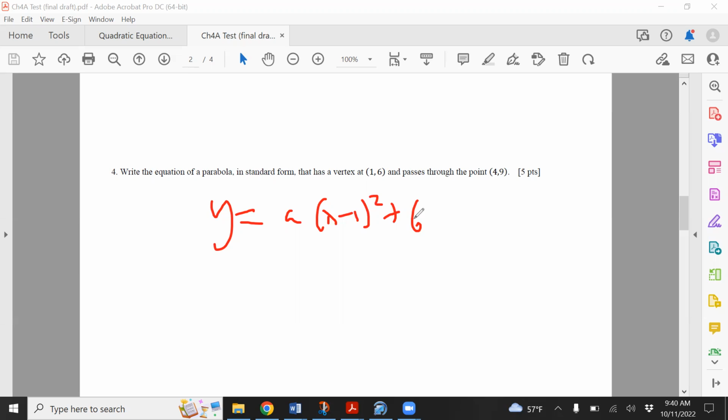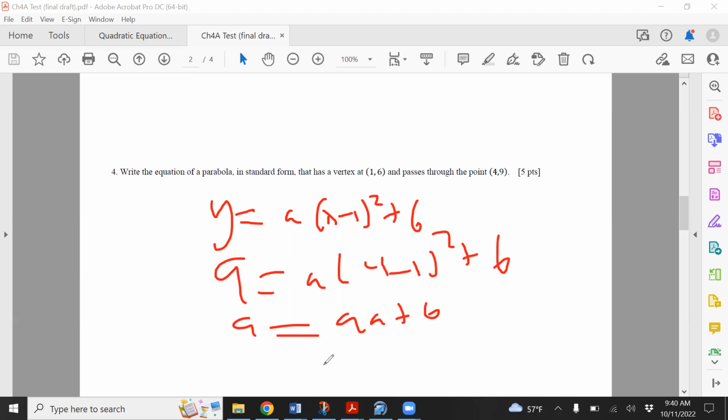Plug in 9 and 4. That's it. And that should be really easy. You get 9a plus 6 equals 9. 9a equals 3. A equals 1/3. I gave the majority of the points toward that process because that was kind of the big part of the problem.